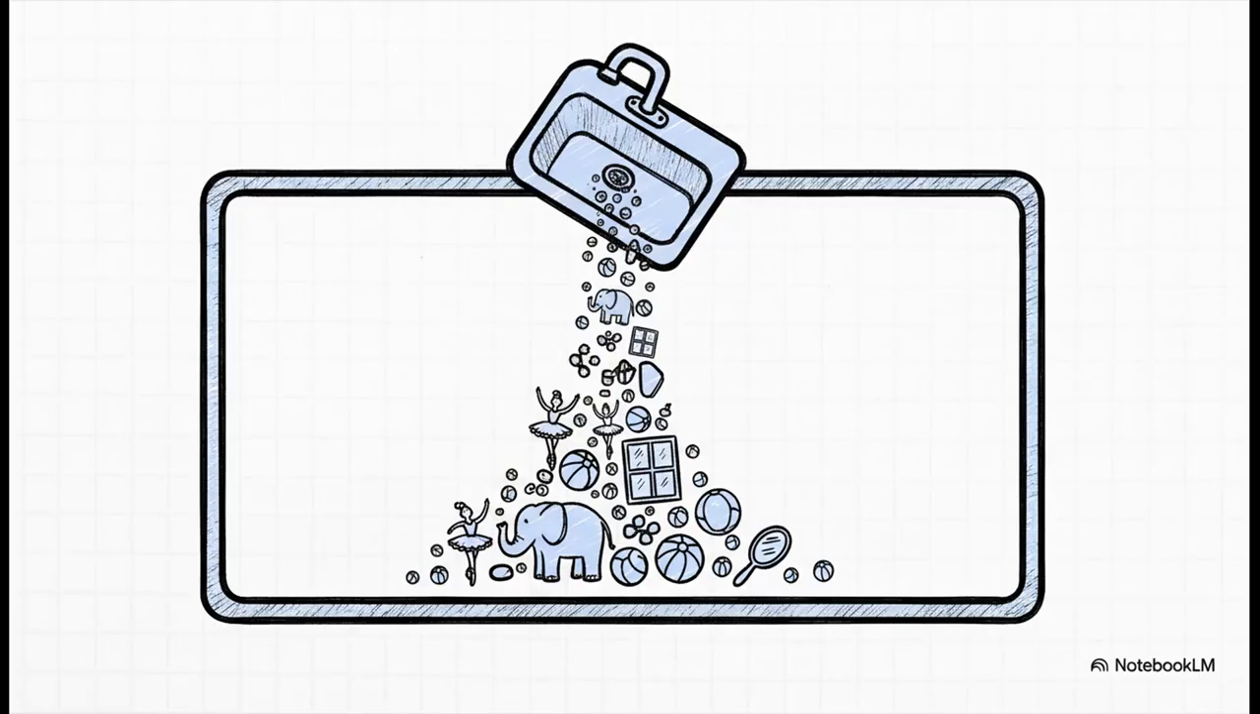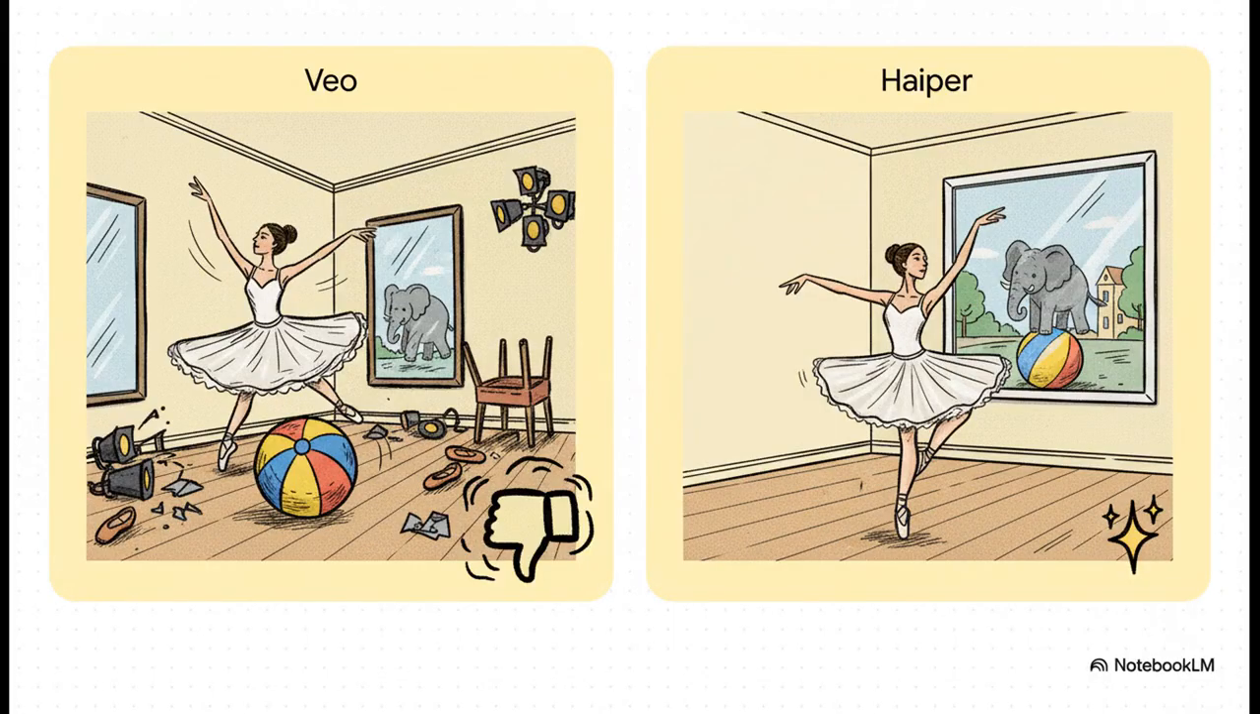For our last test, we basically threw the kitchen sink at it. We used a super detailed prompt with multiple characters, actions, and very specific instructions to see if Veo could keep it all straight. And this final test, it's night and day. The prompt was incredibly specific. A ballerina, spinning, mirrored walls, and an elephant balancing on a ball outside the window.